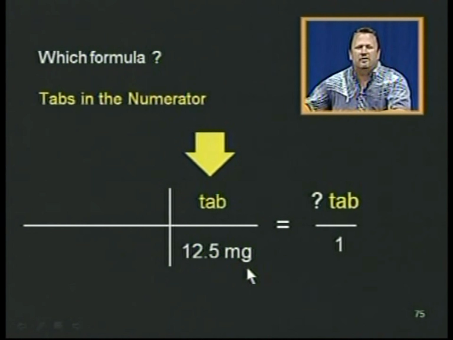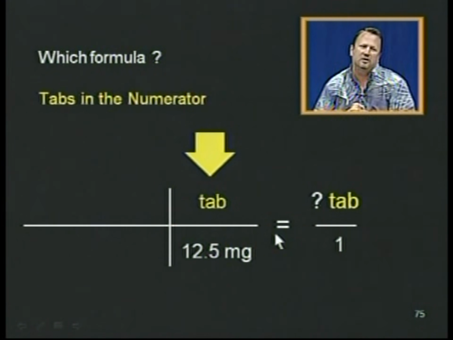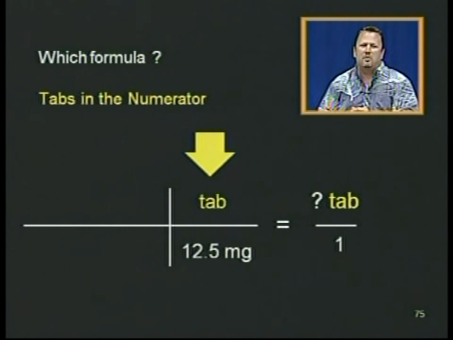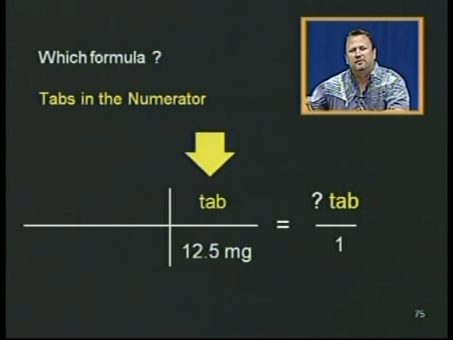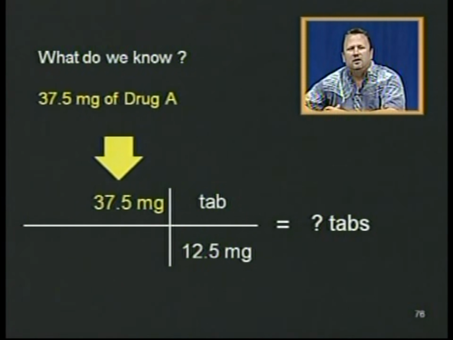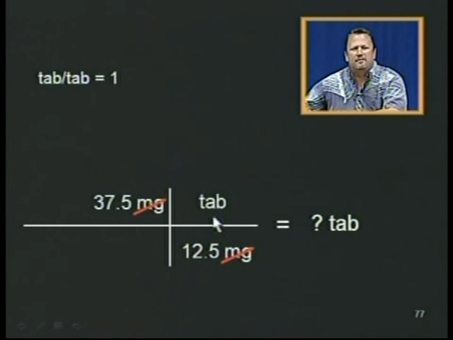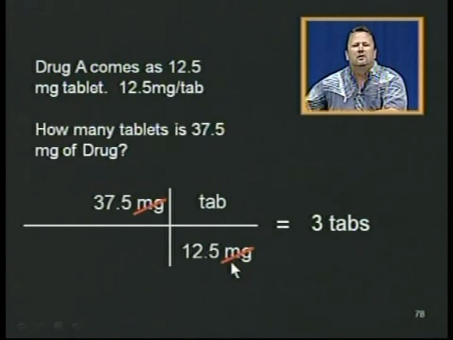So if we take our 12.5 milligrams per tab and turn it upside down, just like we did with pickles and hamburgers, then we'll end up with a tab over 12.5 milligrams. And we know that we want 37.5 milligrams of drug. And so we put that right there, and notice my milligrams cancel out, and what am I left with? Just tabs. And so 37.5 divided by 12.5 is equal to 3 tablets.